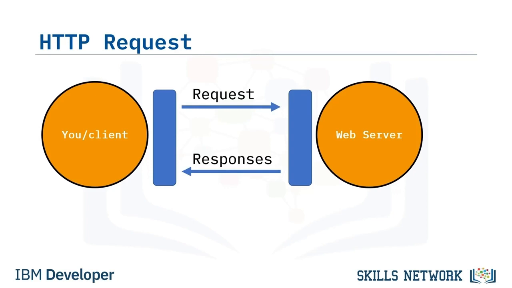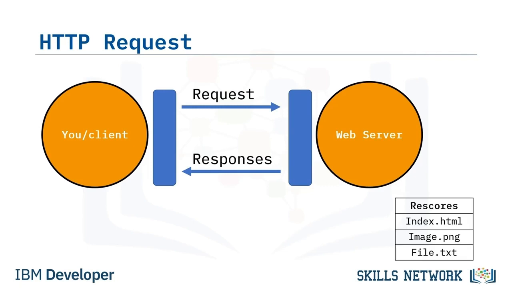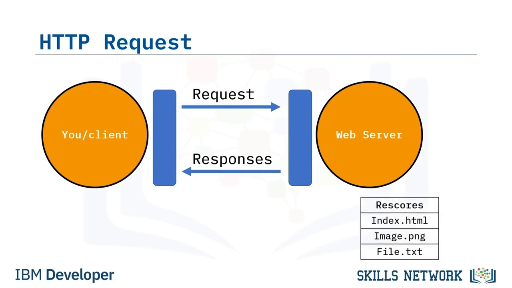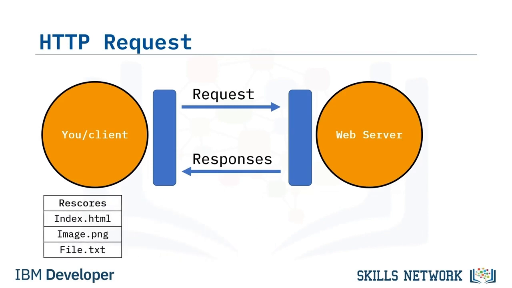This includes information like the type of the resource, the length of the resource, and other information. The table under the web server represents a list of resources stored in the web server. In this case, an HTML file, PNG image, and a text file. When the request is made for the information, the web server sends the requested information, that is, one of the files.